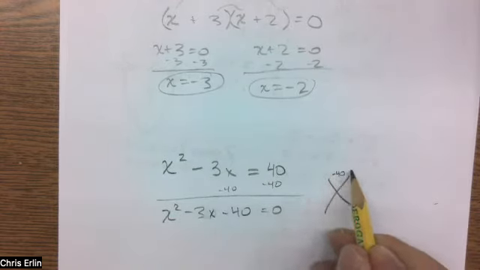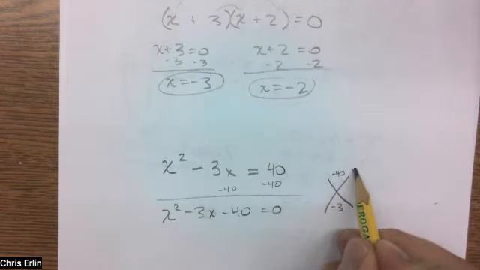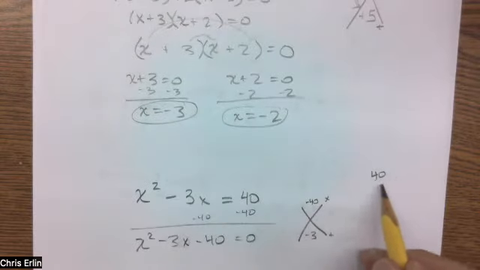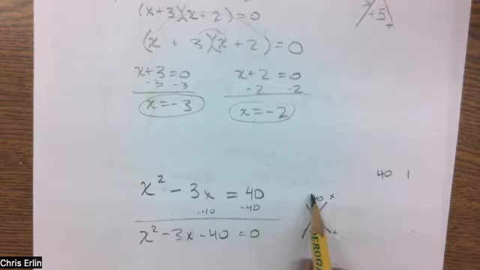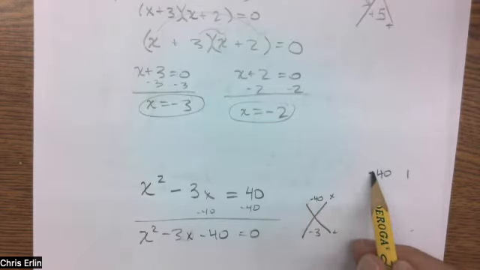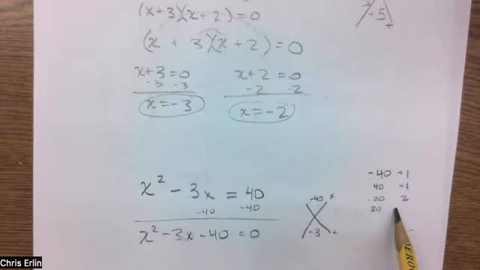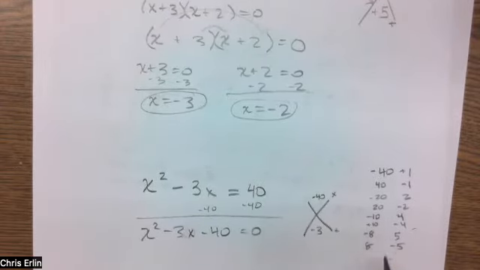Ends term here, negative 40. Middle term here, negative 3. It's going to multiply to negative 40 and add to negative 3. Okay, so I'll look at my factors of 40. I've got 40 and 1. And of course now, my product is a negative number. So that means I could either have negative 40 times positive 1 or positive 40 times negative 1. I could have negative 20 times positive 2. I could have positive 20 times negative 2. 3, 4. I could have negative 10 times 4. I could have positive 10 times negative 4. 5. I could have negative 8 times 5, or 8 times negative 5.